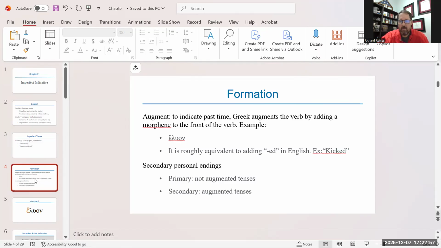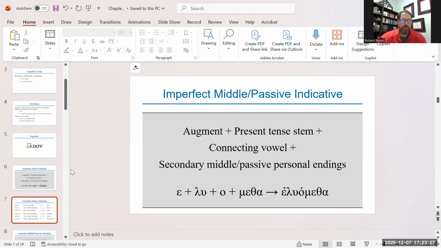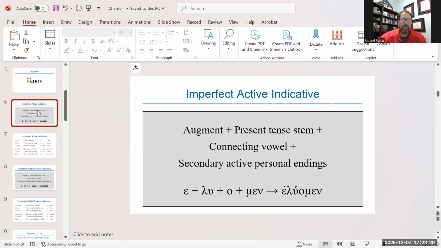Then you see that epsilon on the front. That is an augment. When we translate the imperfect tense that has that augment, we typically just add an ed. It's roughly the equivalent of adding the ed. So in English, we would say, I kicked the ball. That is the Greek version of the imperfect tense. And here it is, eluan.